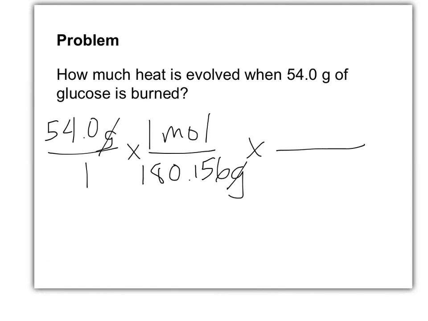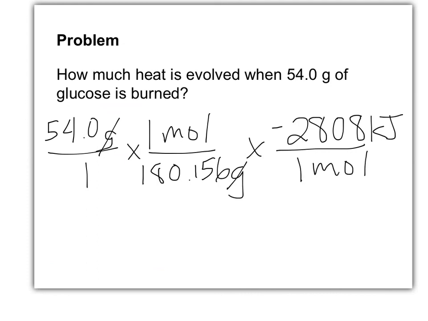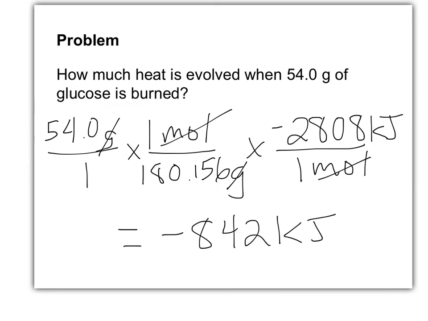And then from our chemical equation that we just wrote, we know that 2,808 kilojoules are released for every 1 mole of glucose. So we use it kind of like a mole ratio with our kilojoules and our coefficients from our balanced equation. So when we get our answer with 3 sig figs, we are going to create 842 kilojoules in this particular reaction.